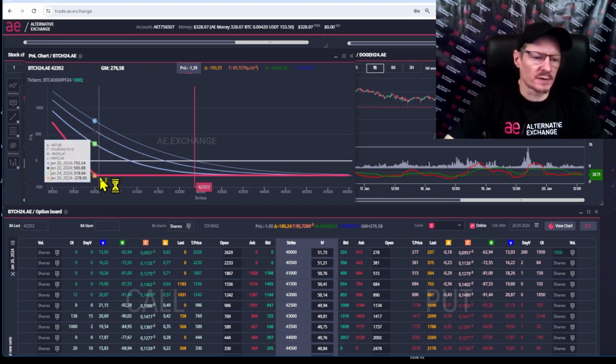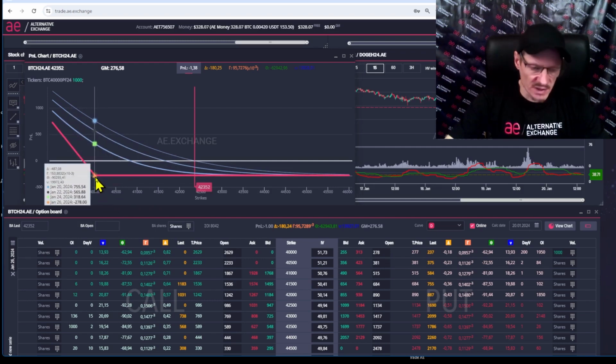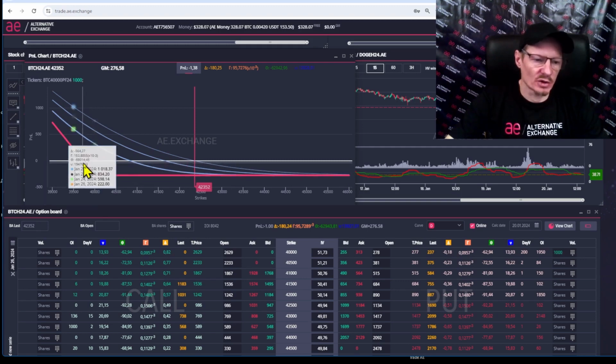And if the price drops lower than 39,700, you still close your position at 39,700, no matter how much the price drops. No panic, you still won't lose more than the premium you paid for the options you bought. Only options offer such opportunities.